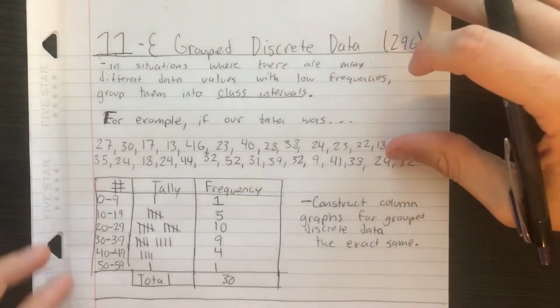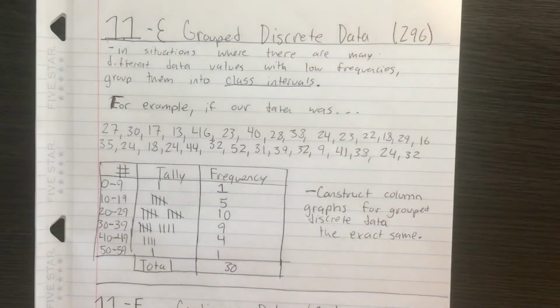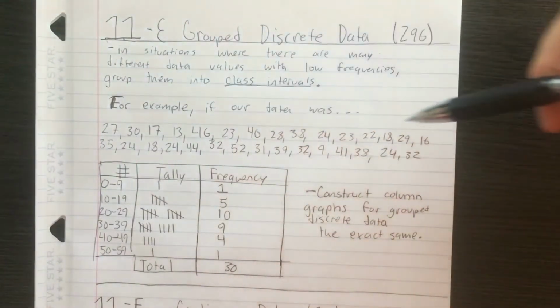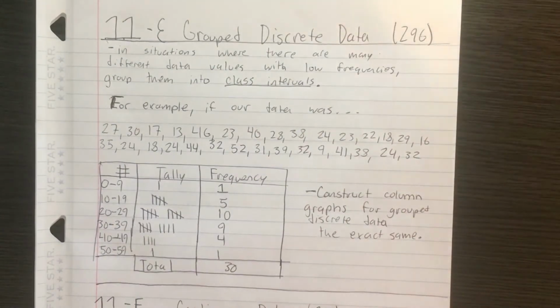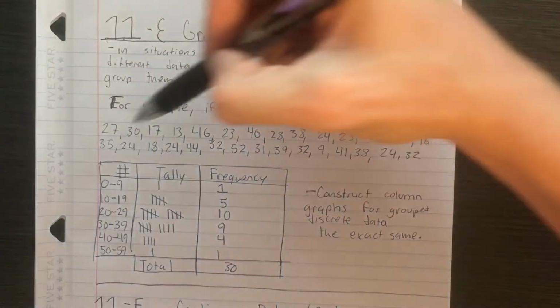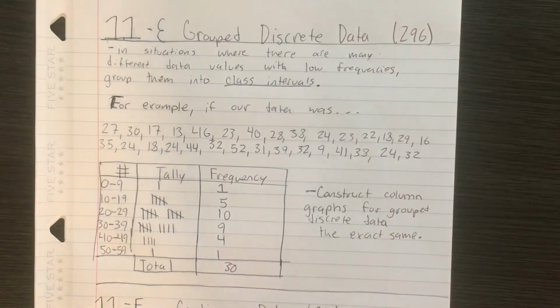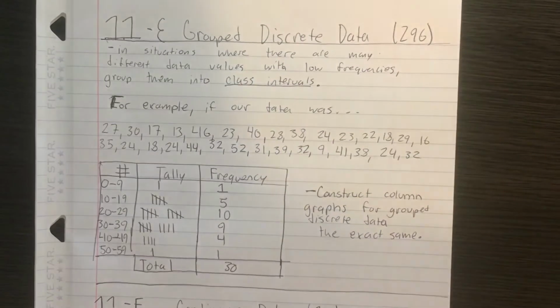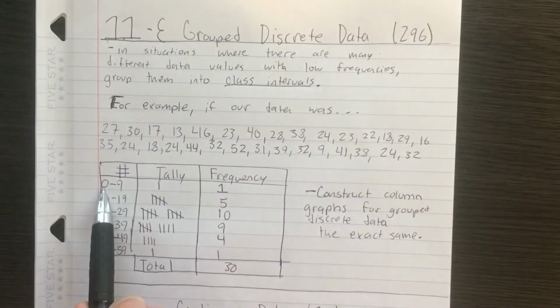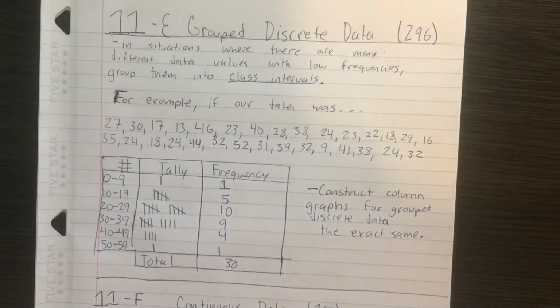if it's grouped discrete data, so in situations where you've got a bunch of numbers where they don't occur frequently, like we got 27, 30, 17, 13, 46, 23, 40, 28, 38. If all of your data is not super close together and not common, it's better to graph it using intervals and to classify it with intervals. So instead of saying I'm going to put a tally for every 9, we're going to make intervals from 0 to 9. We're going to make intervals from 10 to 19 and count how many occur within that.